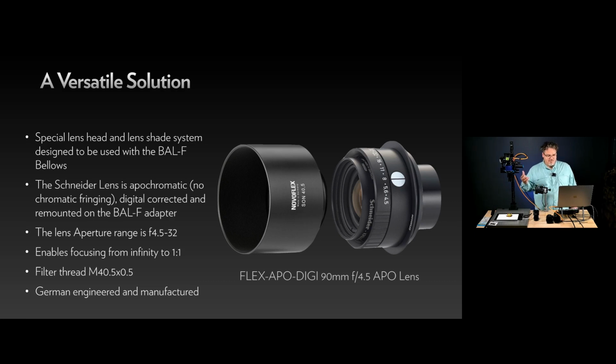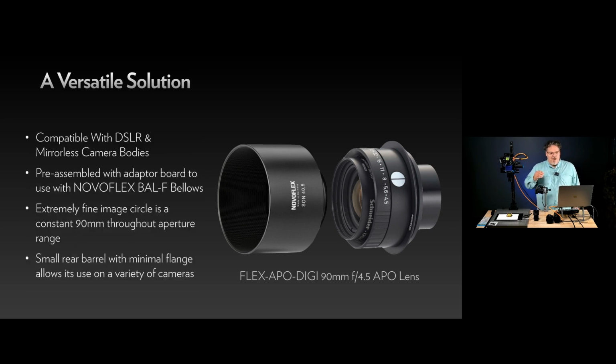Its maximum aperture is f4.5, and it goes all the way up to f32, which is one stop more than most macro lenses. It does enable focusing from infinity to 1:1, and we will come back to that point. If you wanted to put a filter on it, it's a little bit smaller. In fact, a lot smaller than most macro lenses. It's only 40.5mm. And also, you have the benefit of German engineering and manufacturing, which is very precise, robust, and it lasts a lifetime. It is compatible with DSLRs and mirrorless camera bodies.